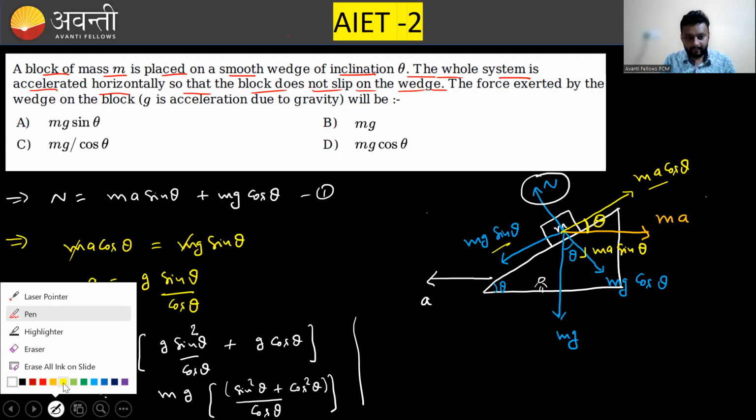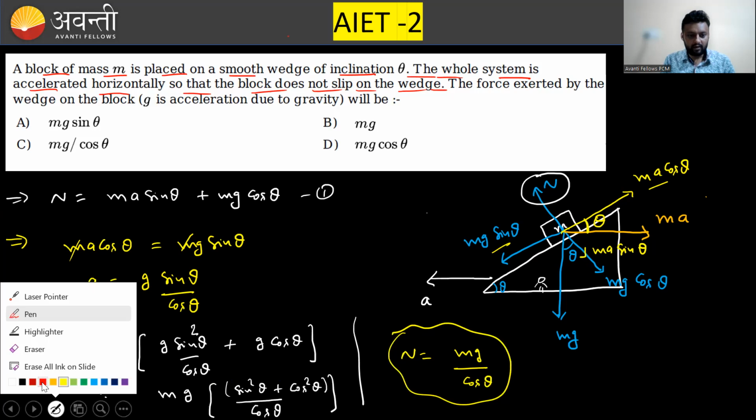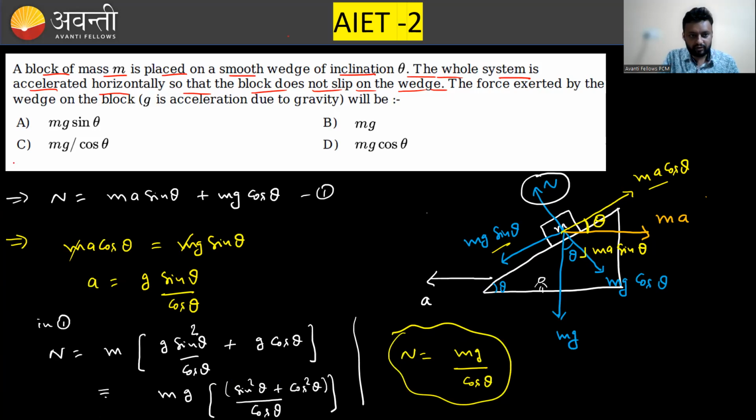N will be mg divided by cos theta. This is your final answer, which is mg divided by cos theta, which is option number C. Okay, so not all the answers are option A. This is option C. Moving further to the next question.